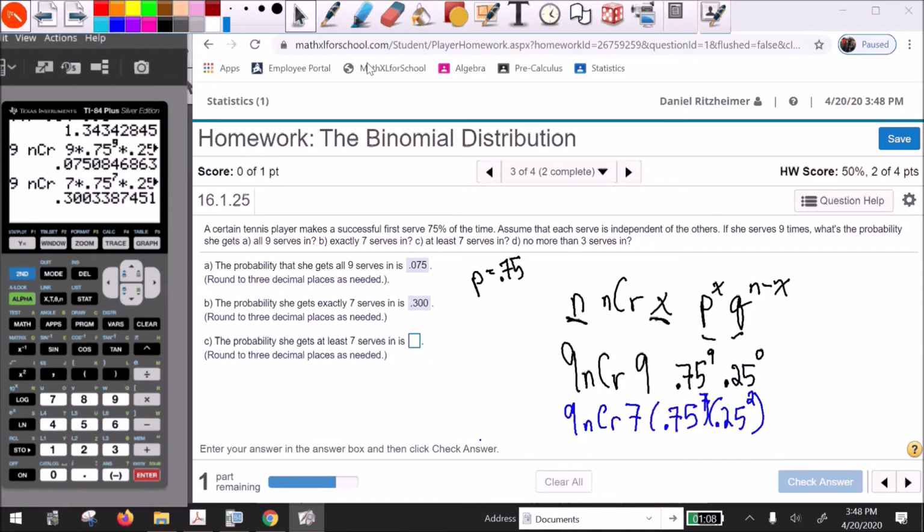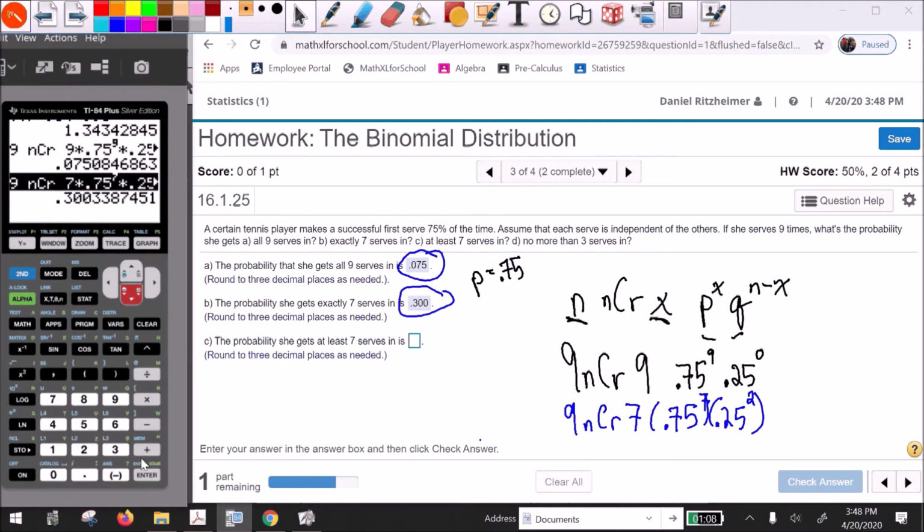At least is a fancy way of saying 7 or more. We have to consider the possibility of her getting 7 in, getting 8 in, or perhaps getting all 9 of them in. Well, we just figured out the probability of her getting 7 in. We figured out the probability of her getting all 9 in. If we figured out the probability of her getting 8 of those serves in, and then added up those 3 answers, that would give us our answer.